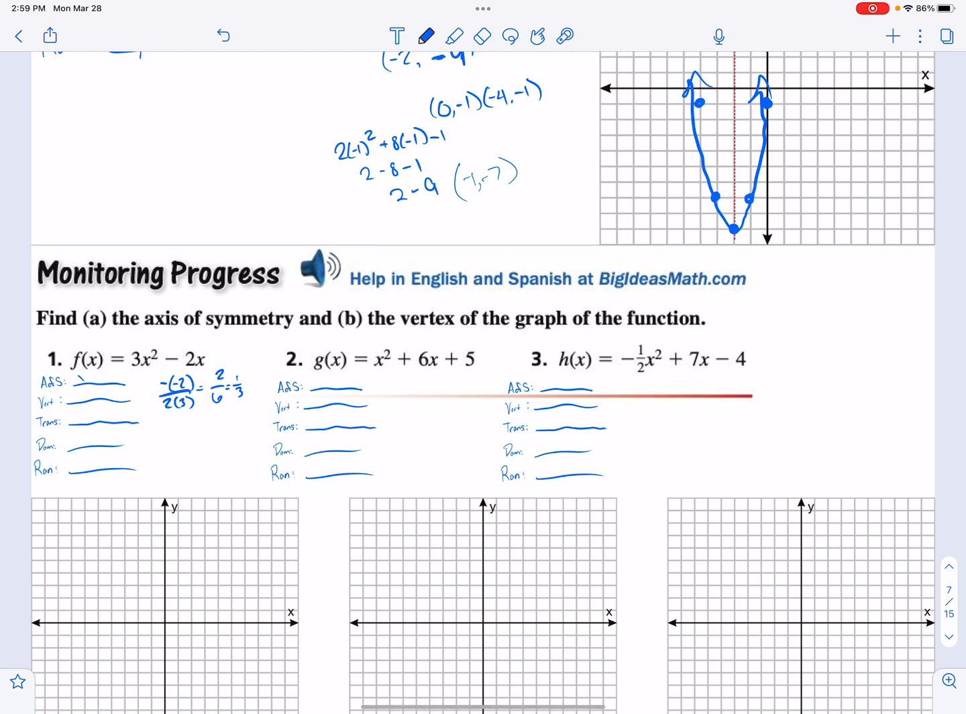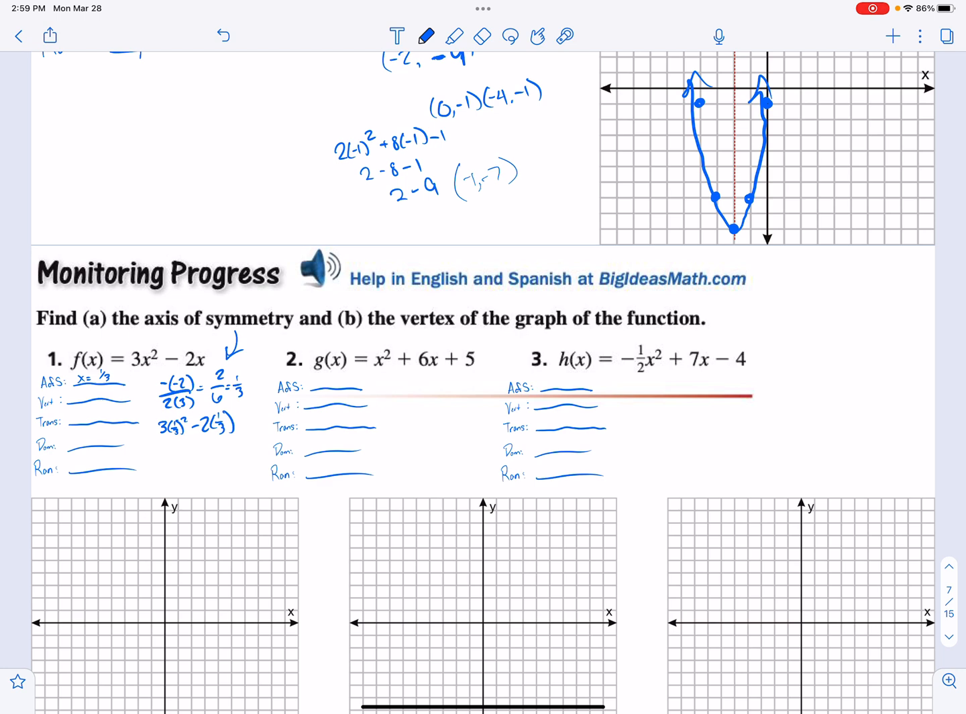Now, I'm not going to do this to you on the test because this is almost impossible to graph. Our axis of symmetry is 1/3. To get my output, I would have to plug that in. So it's 3 times 1/3 squared minus 2 times 1/3, and it just becomes a royal pain. So this would probably be a good example of one you will not see on your test.